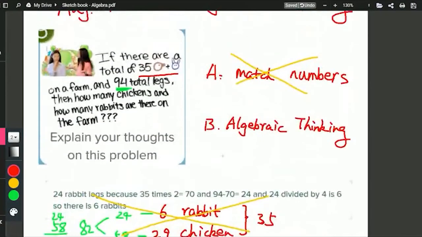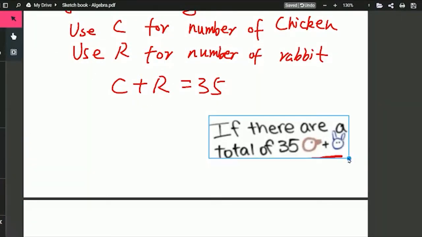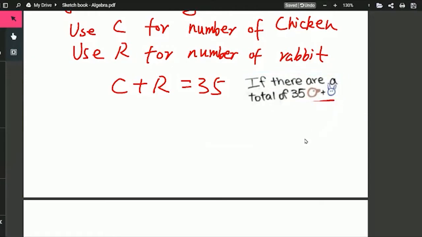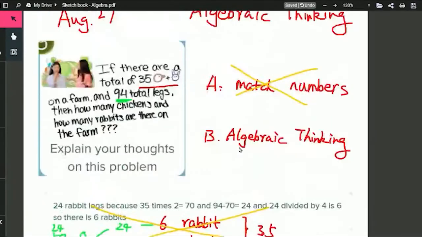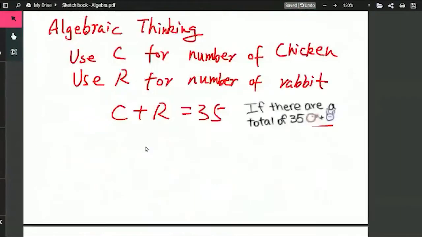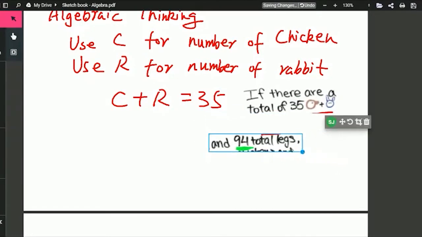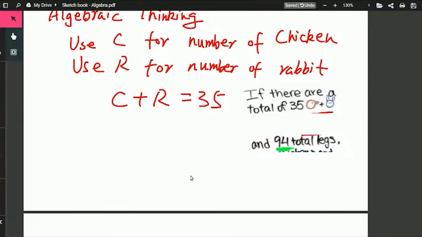So let me further paste this information. This is the key information we have there. I set up this equation because we know there are a total of 35 rabbits and chickens. And also there's another key piece of information, 94 total legs.